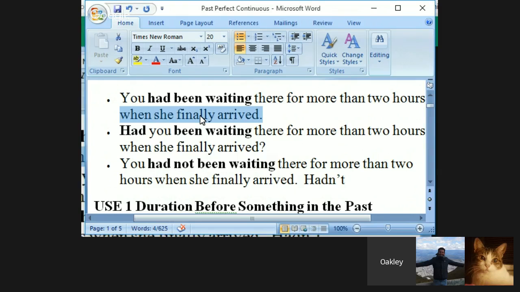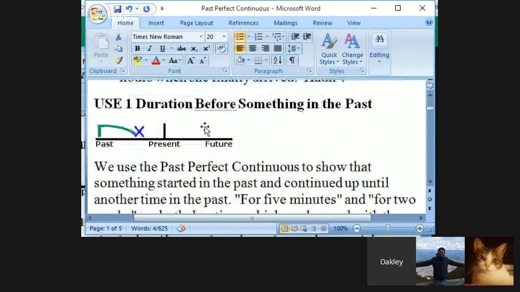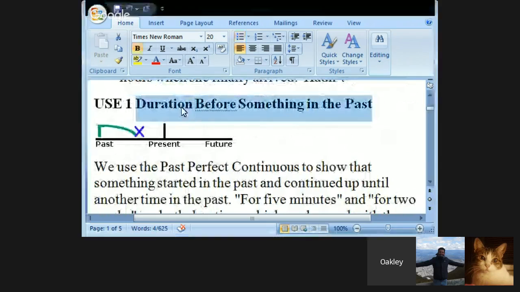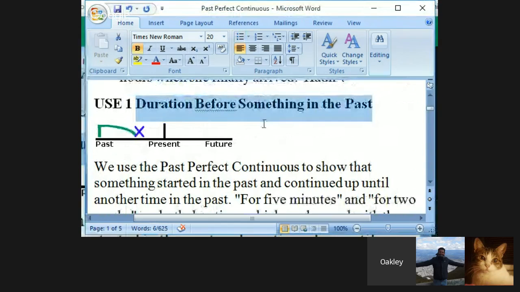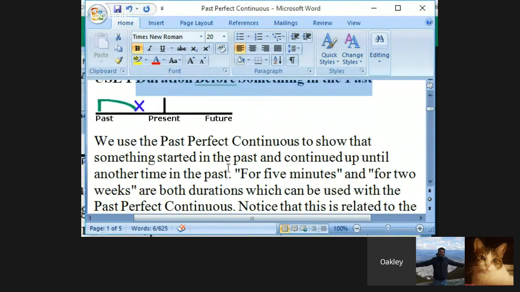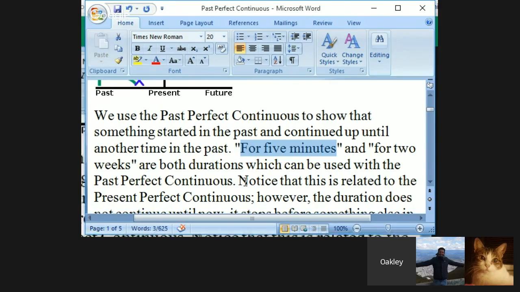a different action. All right, that is because our number one use, and really the only use, of past perfect continuous is very basic. Like past perfect, it really only has one kind of function. And that is to show that something started in the past and continued up until another time in the past. Again, phrases like for 5 minutes, for 2 weeks, phrases that express duration of time.